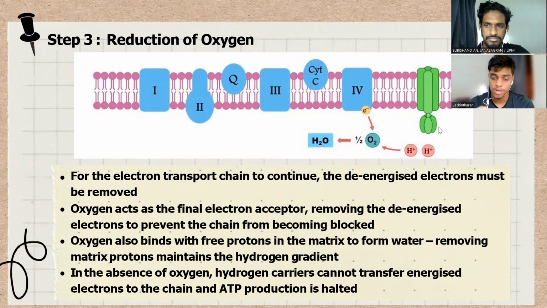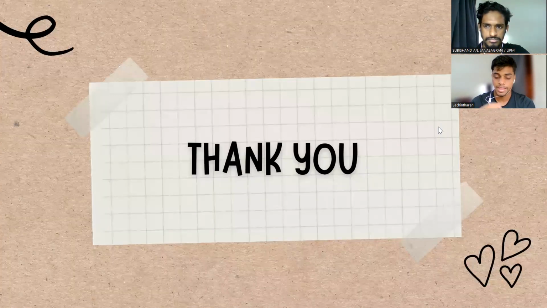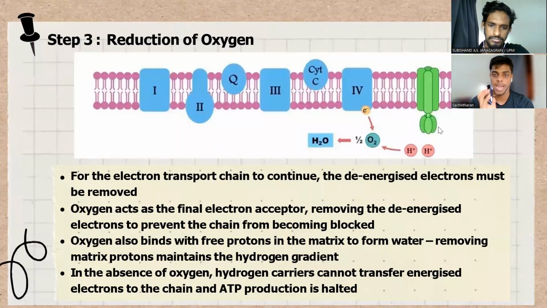So the total production of ATP through the electron transport chain is 34. And the overall production of ATP throughout aerobic respiration is 38.